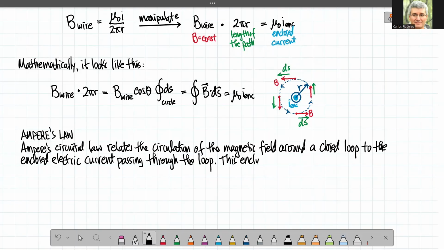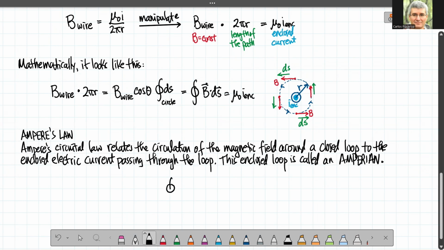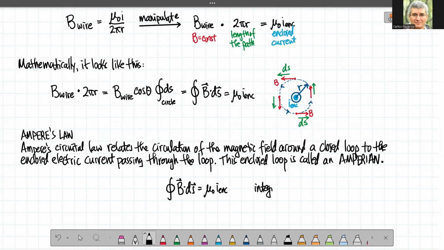This enclosed loop is called an Amperian loop. I absolutely love that name. I love the way that sounds. So then if I write out Ampere's law, it's B dot ds is equal to mu naught I enclosed, and this is the integral form of Ampere's law.